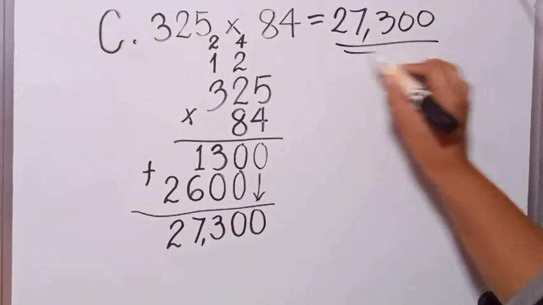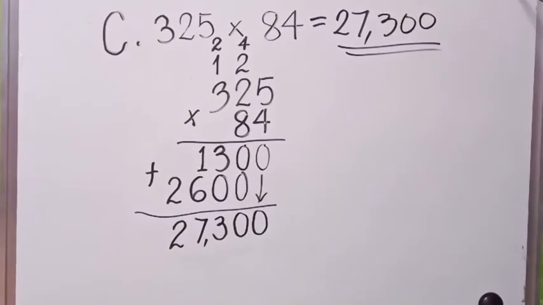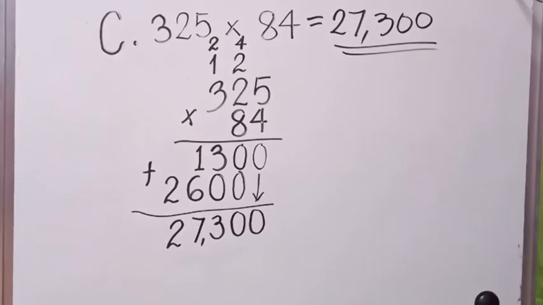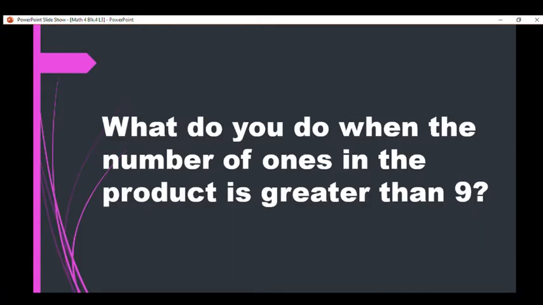So, did you get the correct answer? Good job. So, you know how to multiply a 3-digit by a 2-digit number. So what do you do when the number of ones in the product is greater than 9?